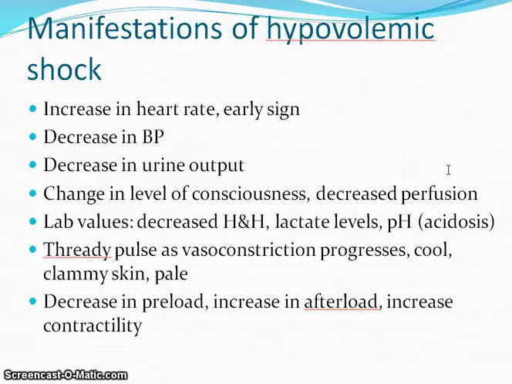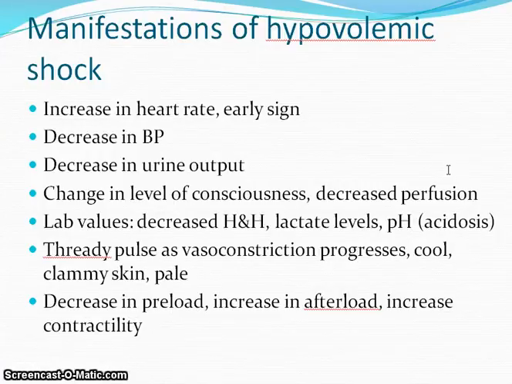Things we see, we're going to see early on an increase in heart rate. That's the body trying to compensate. Right, we'll see a decreased blood pressure because we don't have enough blood. All right, so it's going to be low. Decreased urine output. Patients are usually going to have a change of level of consciousness, and this will get worse as it progresses, where they're confused, disoriented. They may not be able to be aroused or woken up.